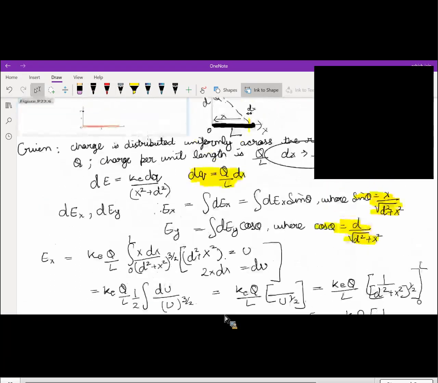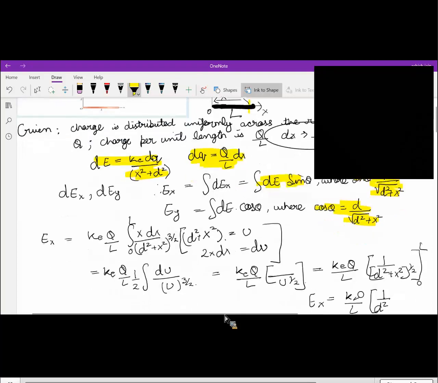No. Here dEx is dE sine theta. So what I did, I have dE here and sine theta here. Probably this is confusing. So this is dE sine theta. I substituted dE from here and sine theta from there and just put that back into this equation. Does that make sense?